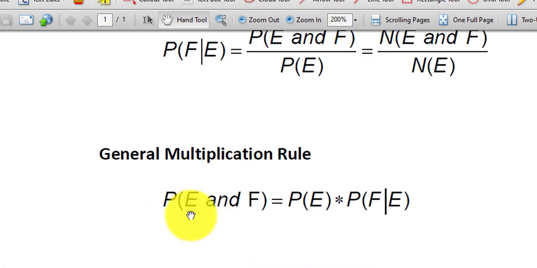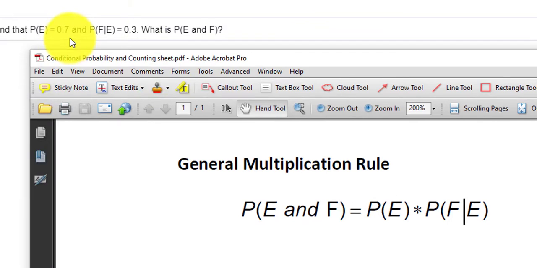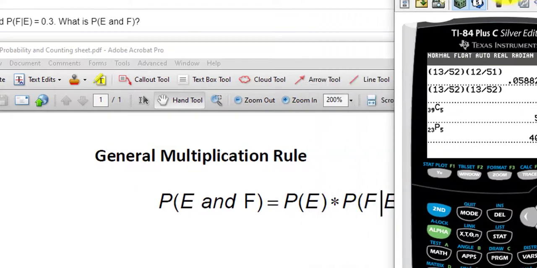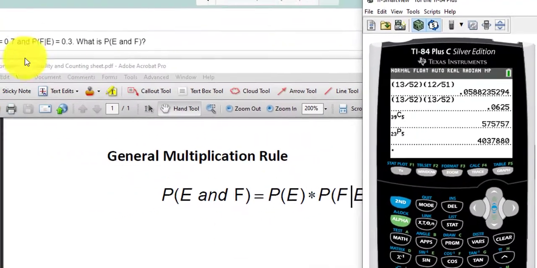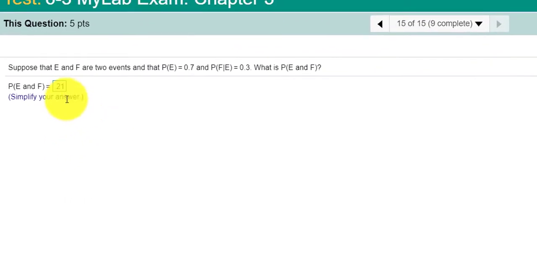All right, so the probability of E and F, well, what's nice is we were given probability of E, 0.7, and we're given the probability of F given E, 0.3. So it looks like we just multiply these two together to get our answer for P of E and F, right? The probability of E and F. So I get my calculator out, and I'm going to do probability of E, which is 0.7, times the probability of F given E, which is 0.3. And I end up with 0.21, 0.21.